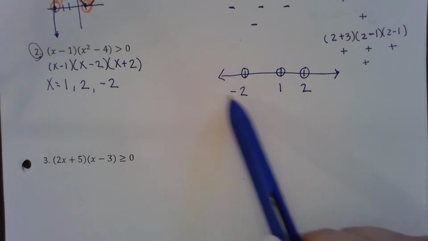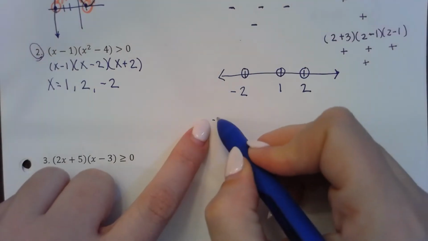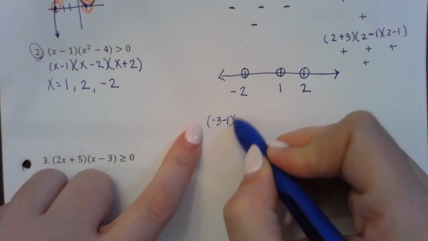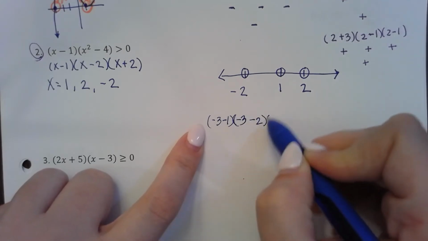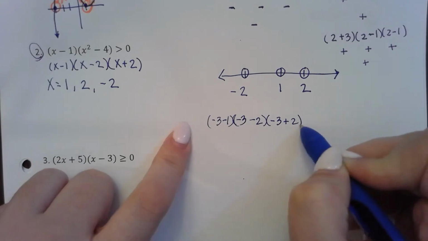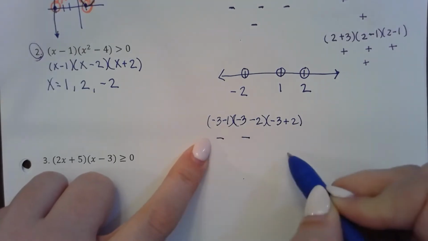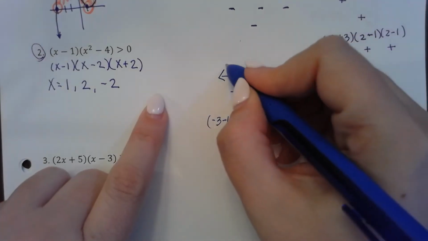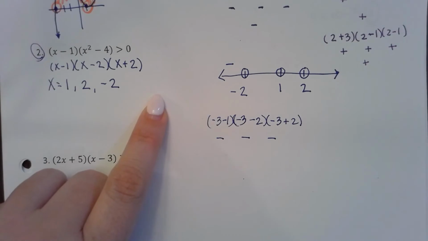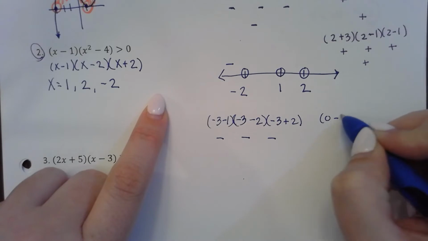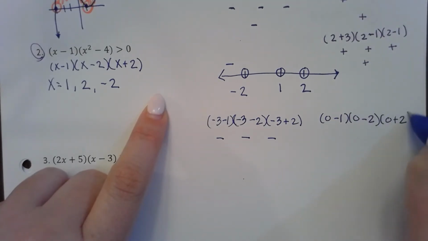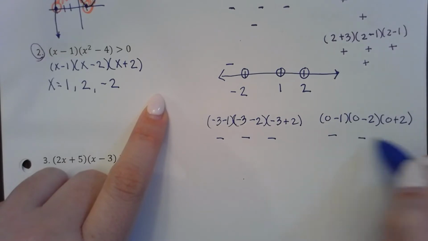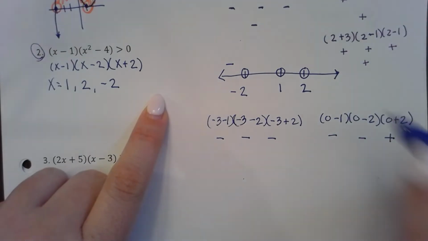So I'm going to plug -3 in. -3 minus 1, -3 minus 2, -3 plus 2, gives us negative times negative times negative, which is going to give us a negative. Plug in a number here, let's say 0. 0 minus 1 times 0 minus 2 times 0 plus 2. It's going to be a negative, negative, and then a positive, which will give us a positive.